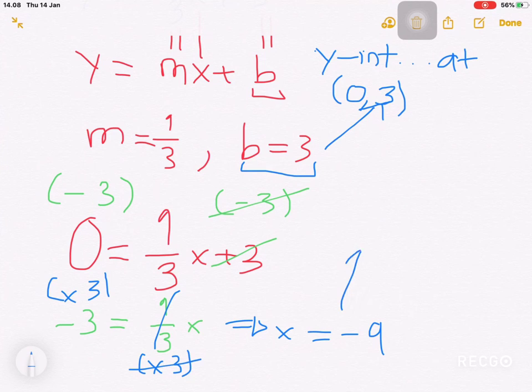Same thing right here. We can have our x-intercept at, well, in this case our x-coordinate is negative 9, and our y-coordinate is 0 because we're talking about the x-intercept, and the y is always equal to 0 at that point.